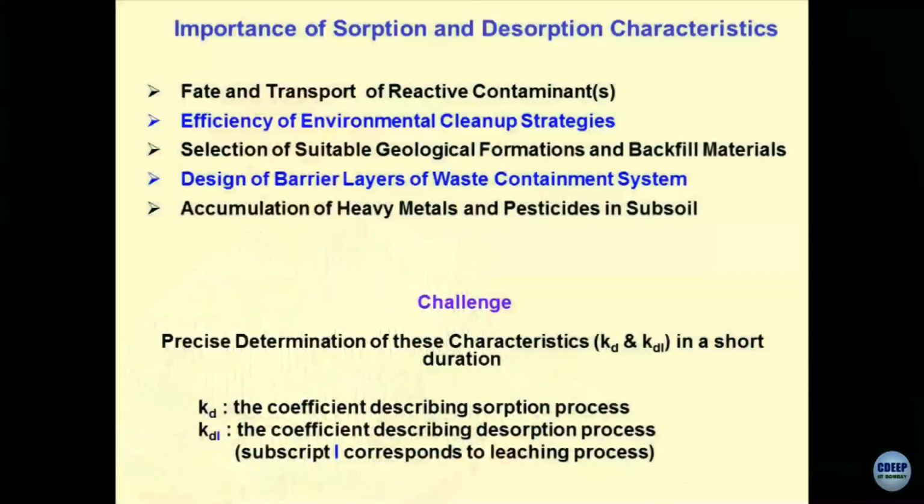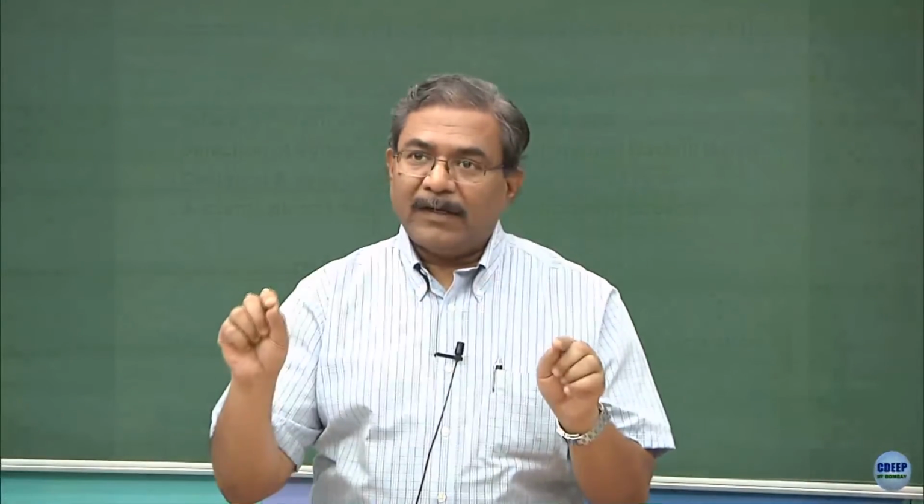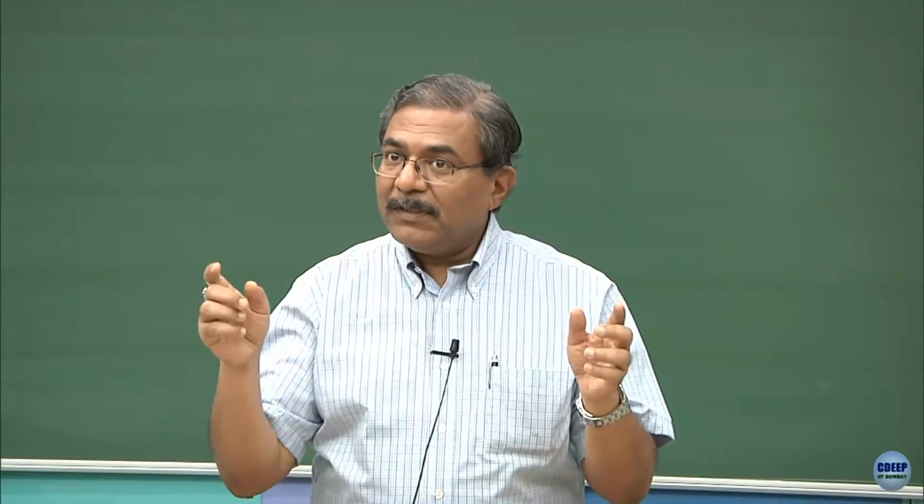So, the cycle is vicious. So, importance of sorption and desorption characteristics. In several fields of environmental geomechanics, these concepts are being used. Number 1, fate and transport of contaminants. Why should contaminants migrate from one point to another point, clear? I hope now you can get the issue easily.